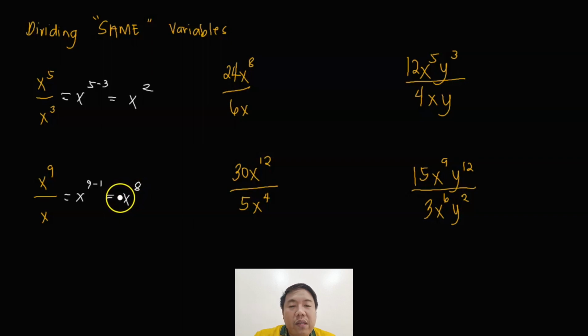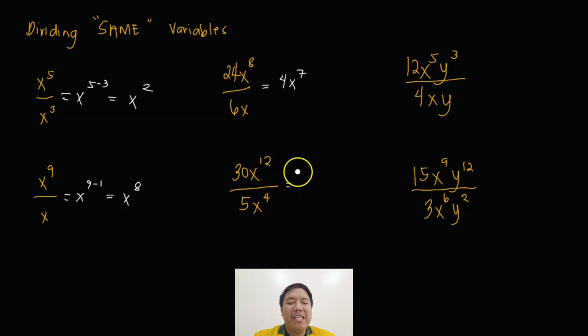Okay? And how about if we have numerical coefficients for these variables? Like for example, we have here 24x raised to 8 divided by 6x. So let's do the division for the numerical coefficients. What is 24 divided by 6? It's 4. Yan. O, diba? Alam na ng utak nyo yan. And then, how about x raised to 8 divided by x? So, that's 8 minus 1. And that is x raised to 7. Very good. Palaban na tayo. Kaya na natin makipag-math competition.